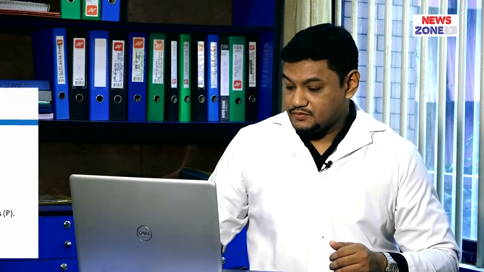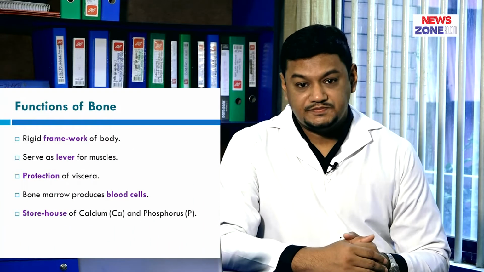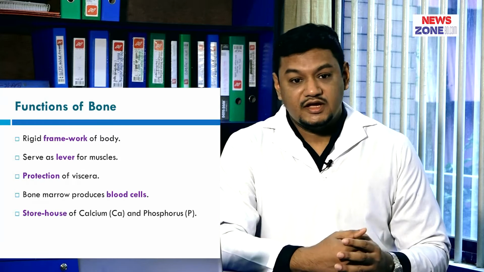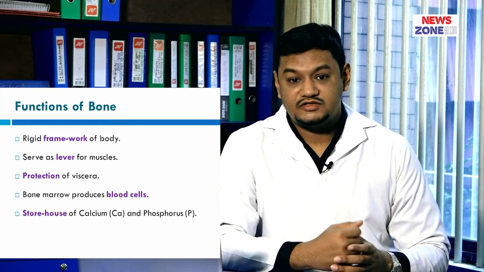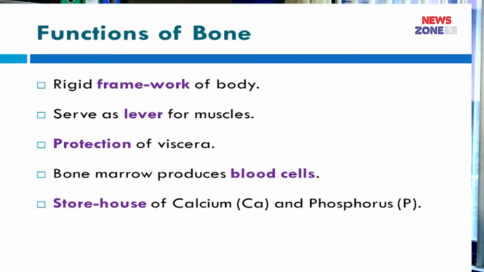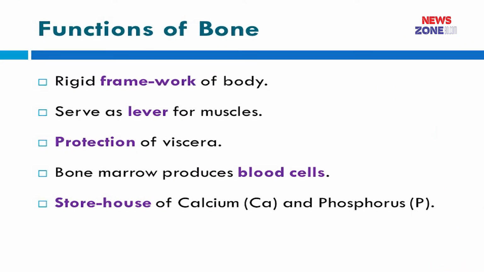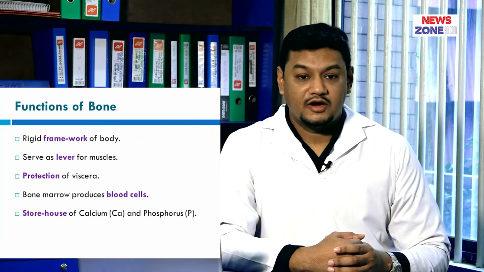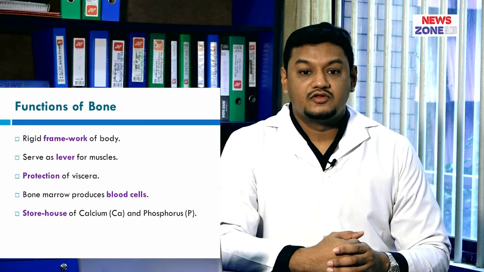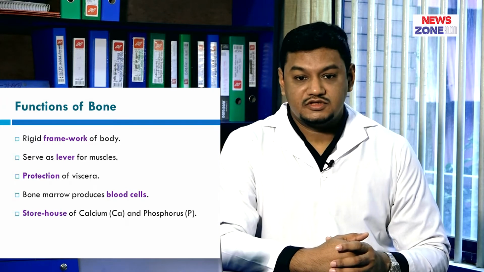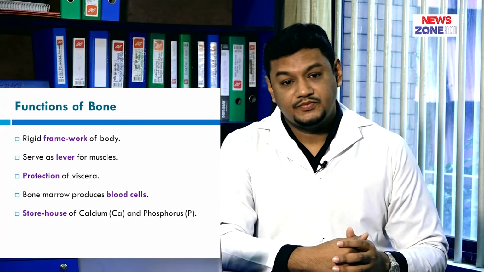Now let's see what the functions of the bones are. You can see it is a rigid framework of our body. It has to be rigid, otherwise you cannot stand still, you cannot go anywhere, you cannot do certain functions. So it has to be strong and it has to be rigid. Next, it serves as a lever for the muscles. We know that we move different joints by the muscles. Not only that, those muscles are moving the bones and we are doing certain things.